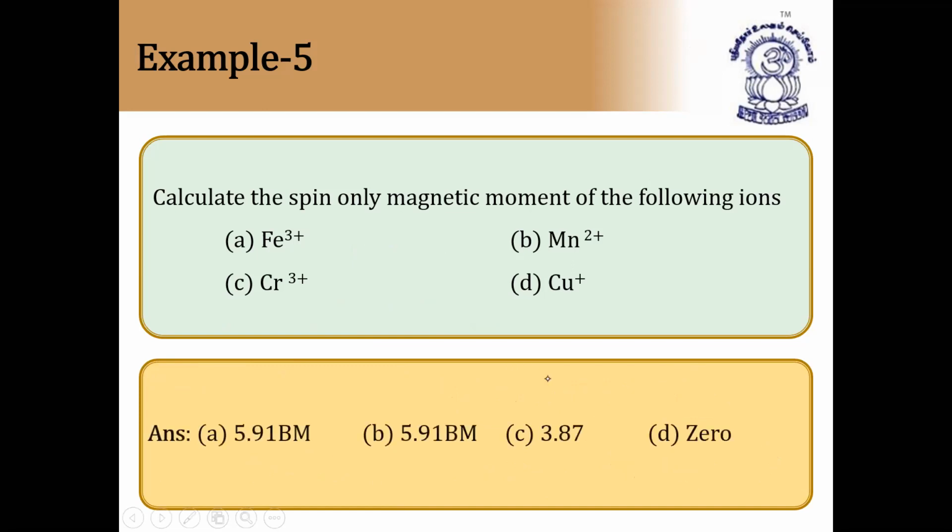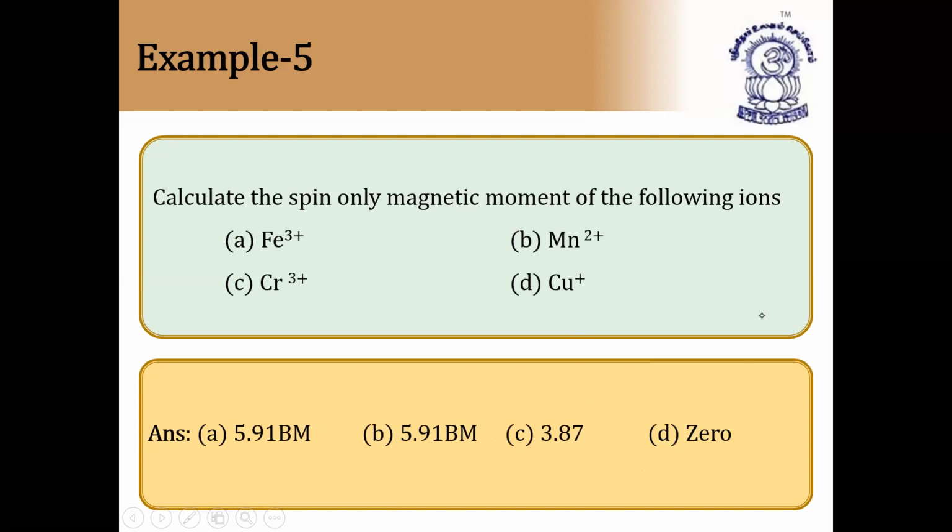Similarly, you can do for Mn plus 2. So 5.91 Bohr magneton. Mn plus 2 also we have the same root of 35, 5.91. And Cr plus 3, we have only 3 unpaired electrons. So for Cr plus 3 also you can find, and Cu plus also, since you know the atomic numbers. The Cr plus 3 means 3d5 4s1.